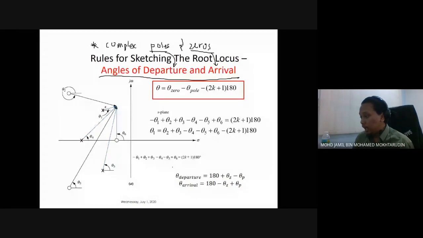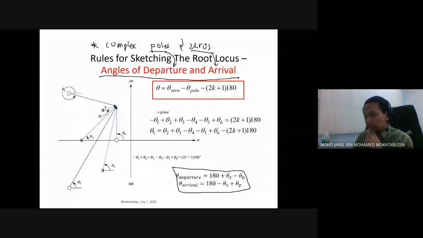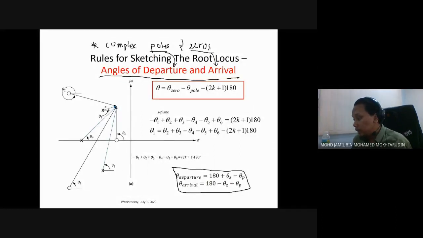So the angle of departure equals 180 plus the angle of zero minus the angle of poles, and the angle of arrival equals 180 minus angle of zero plus angle of poles. So how to find the angle of zeros and the angle of poles?